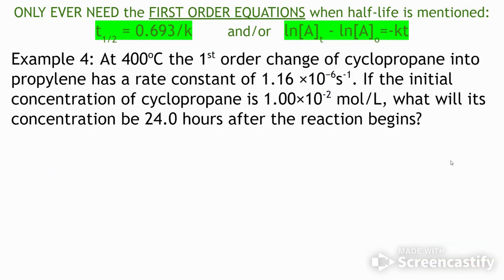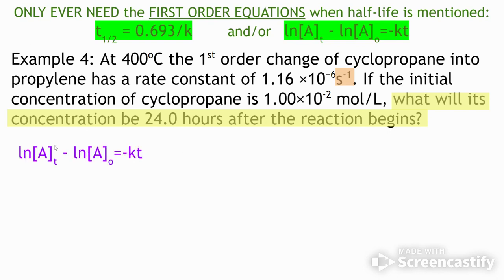So one last problem here, and this is asking us, I see it's a first order change of cyclopropane into propylene. We've got a rate constant, so we have our k value, we have an initial concentration, and we are looking for the concentration at a specific time, at 24 hours after the reaction begins. So this is multiple numbers that we're going to be plugging in, so we are going to be using that integrated rate law version of our first order reaction, and it is asking about the concentration at 24 hours, but if we notice that our rate constant, our k, is in inverse seconds, the time that we plug in as t is going to have to be in seconds to match that.